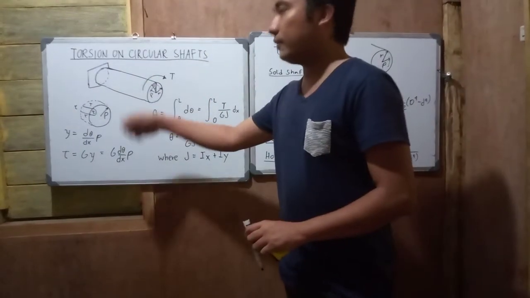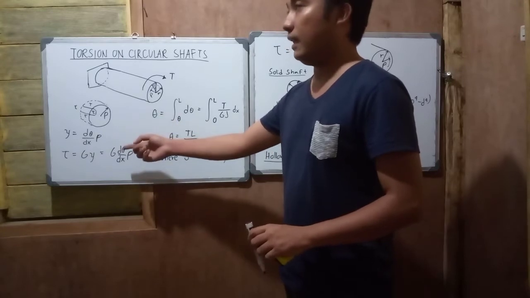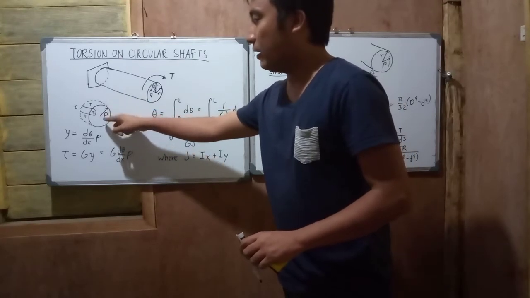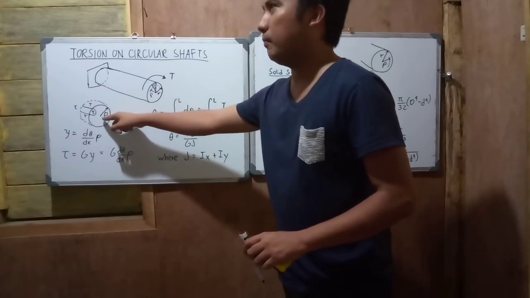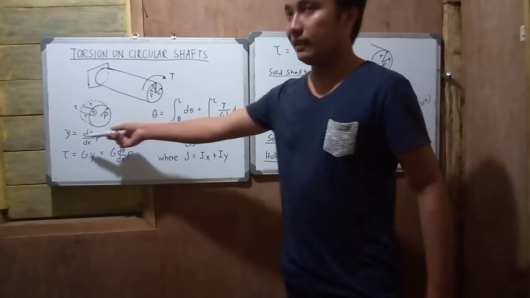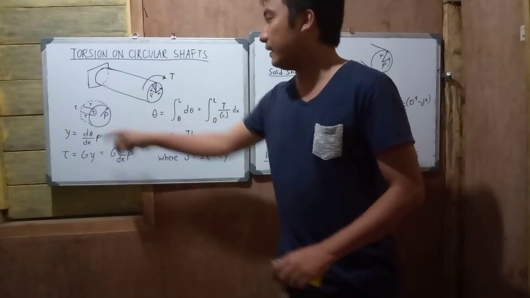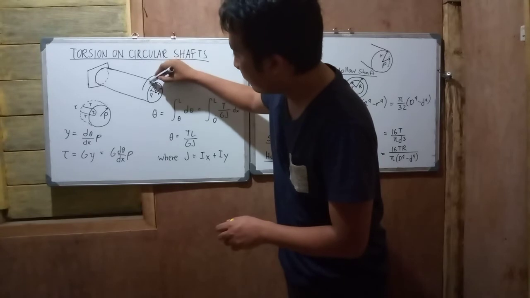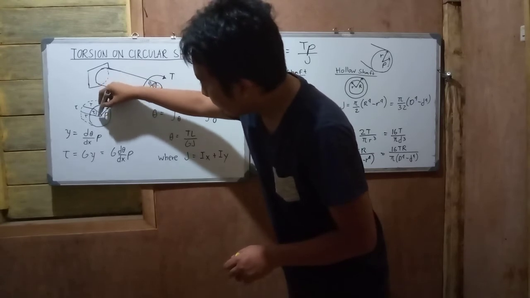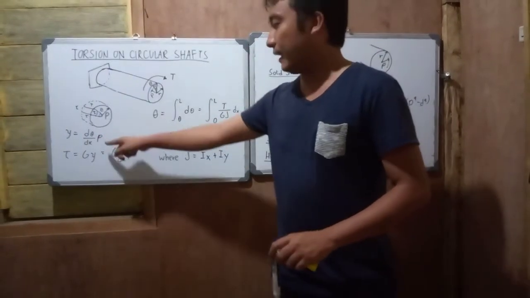So, in order to find the torsion at that rho distance from the center of the cross-sectional area of the circular shaft, we have this relationship. We have gamma equal to the first derivative of theta, or the angle, with respect to x, times rho. This is your theta actually. You have an angle theta there.